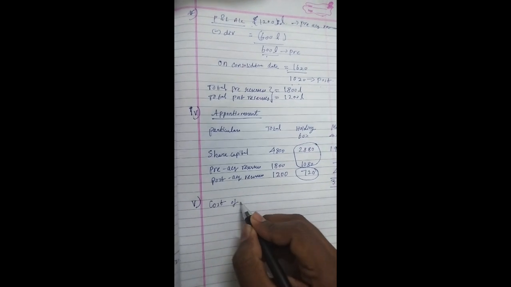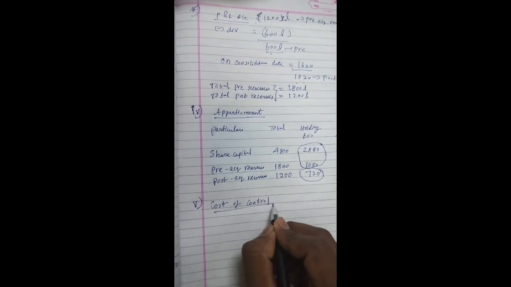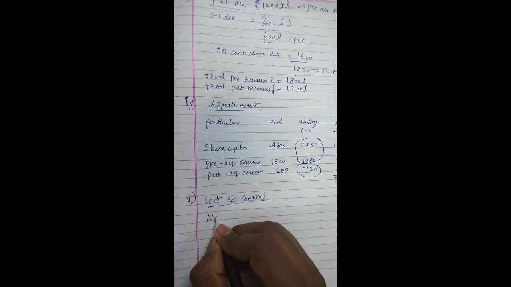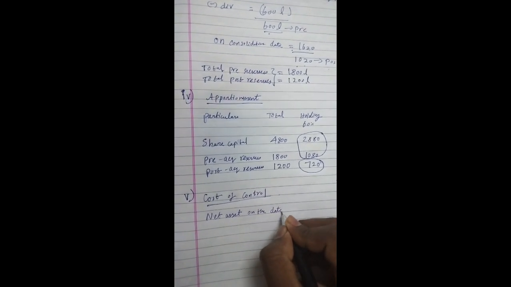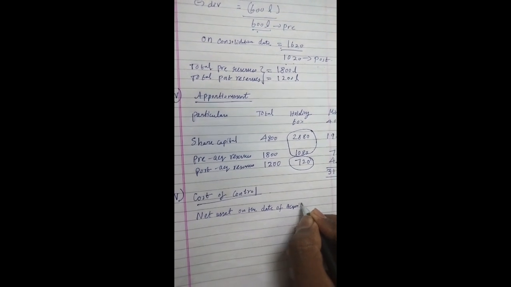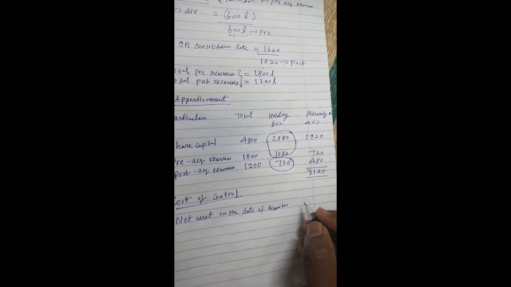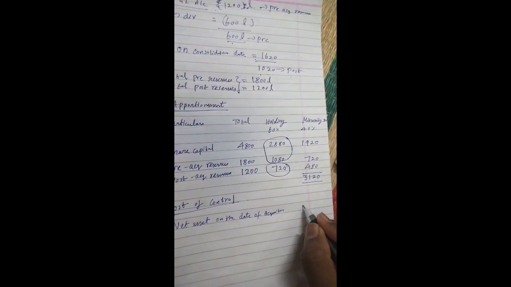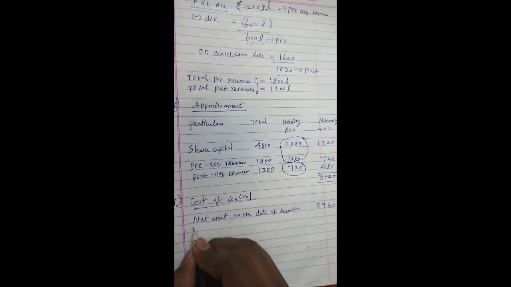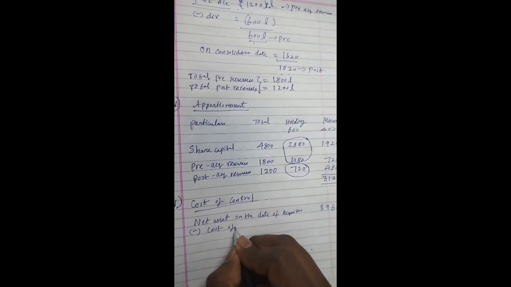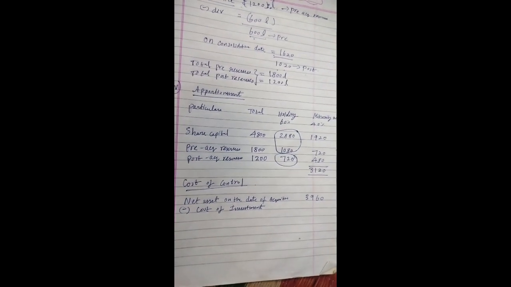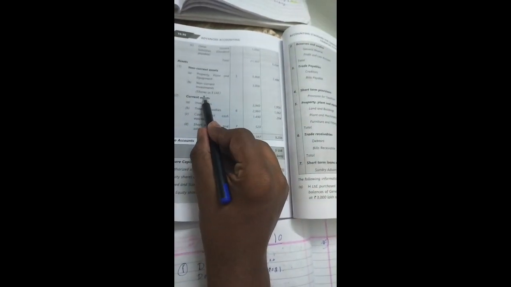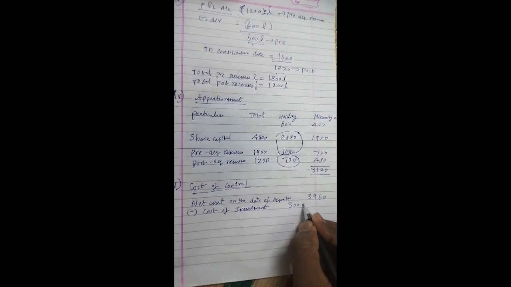Okay, next we will be doing cost of control. Net asset on the date of acquisition, how much? 2,880 plus 1,080, 3,960, minus cost of investment. How much is the cost of investment? In the question they have given shares in S Limited 3,000. So cost of investment will be 3,000.